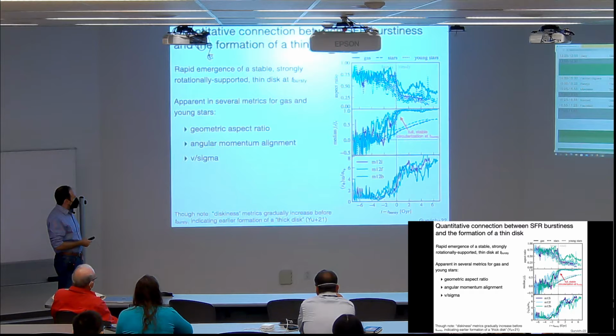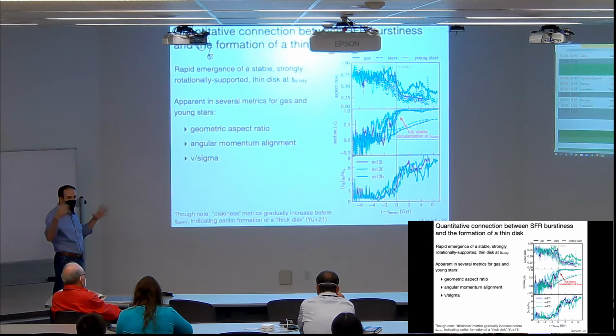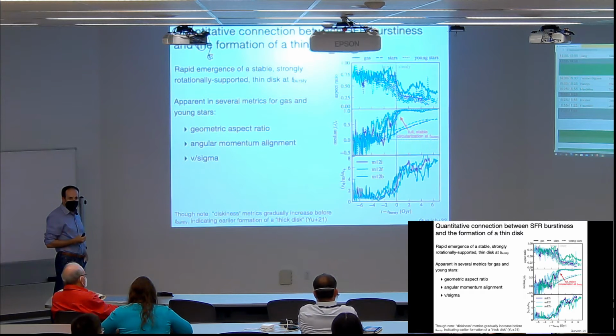Okay? And on this slide here, after shifting these simulations in time such that they all end the bursty star formation at a value of delta T of 0, what we look at is how the properties of the gas and stellar distributions evolve. And I will suggest you focus on the solid curves, which correspond to the gas distributions.